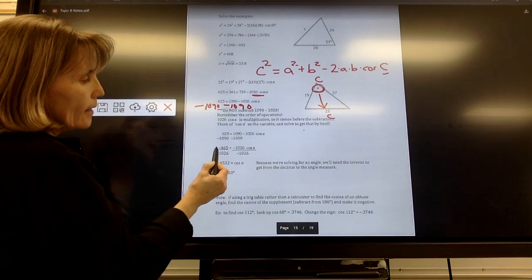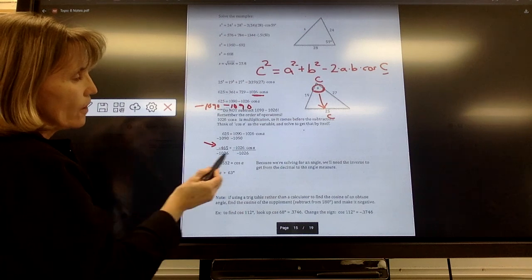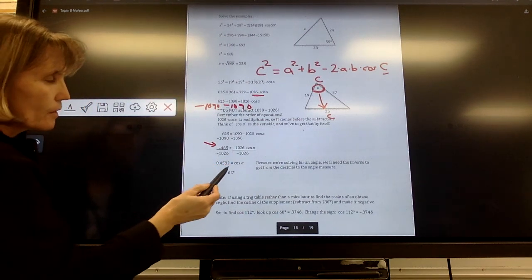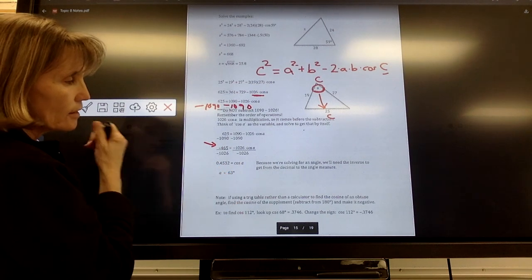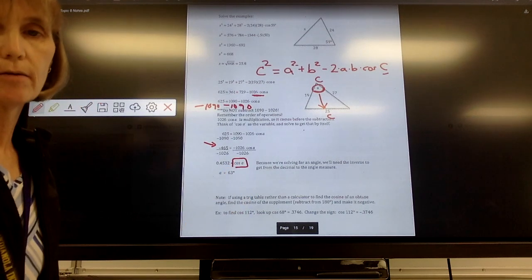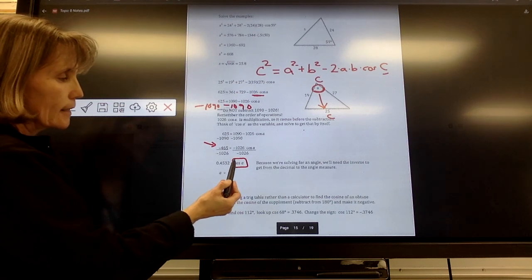It's okay to get negative numbers. In fact, I expect that. I'm going to get a negative 465 equals a negative 1026 times the cosine. At this point, you divide by that negative 1026. You're trying to isolate the cosine of A, or in this case, if you called it the cosine of C, that's fine. But you're trying to isolate that.